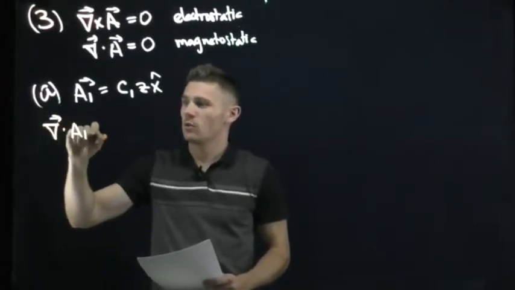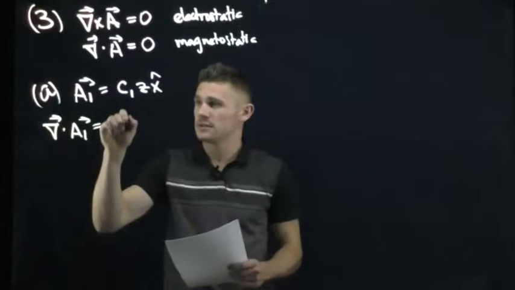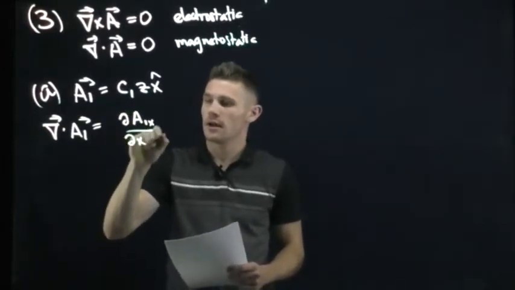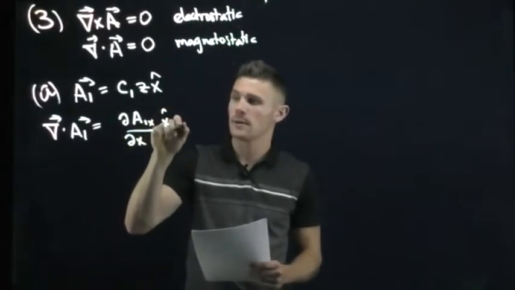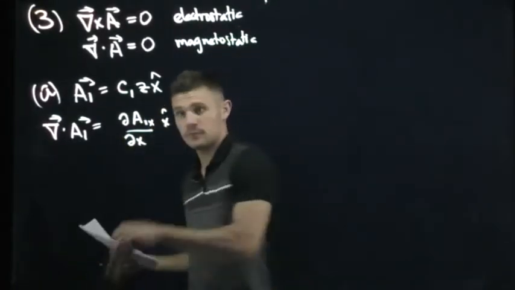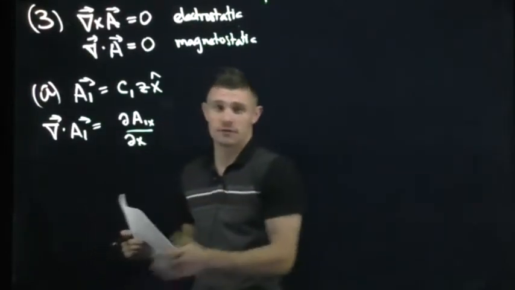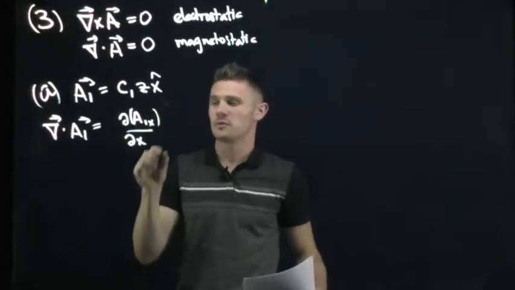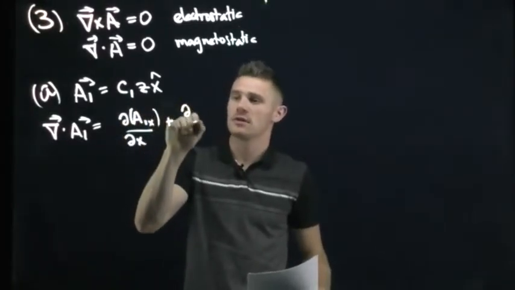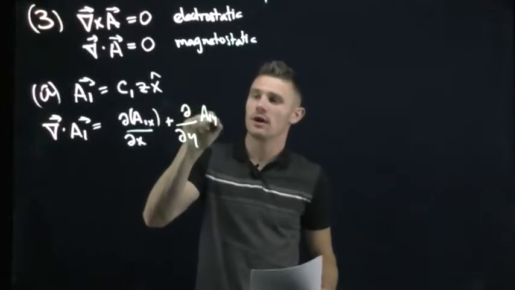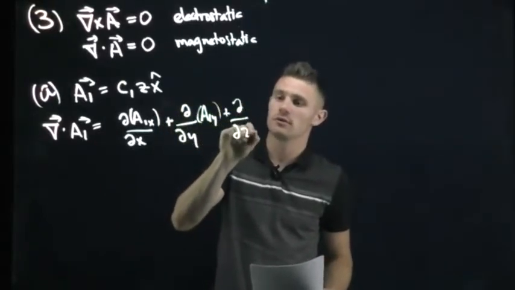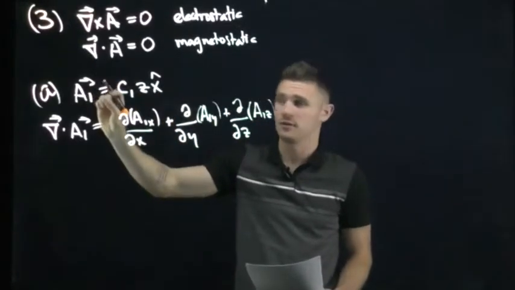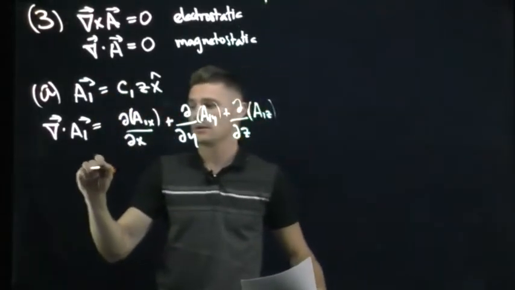So the divergence of A1 is equal to dA1x by dx. Sorry, it's not x hat, because the x hat is incorporated in the x component. So again, for the divergence, we take the derivative of the x component with respect to x, and then the y component with respect to y, and the z component with respect to z. And these are the x, y, and z components of our vector field here. So the x component is of course C1 z.